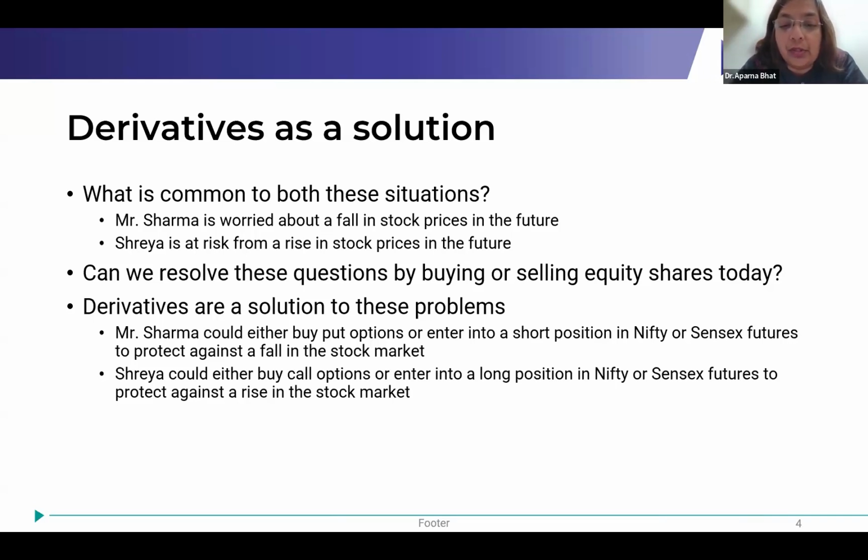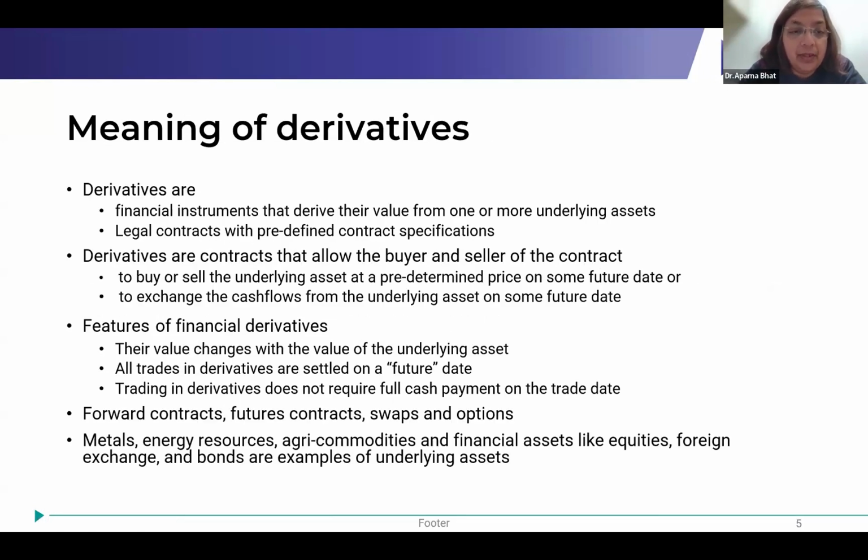Call options, put options, long position in futures, short position in futures. What are all these things? They are derivatives. So these are basically options and futures contracts. They are nothing but derivatives. So now we come to the definition of derivatives. What are these derivatives? Derivatives are financial instruments that derive their value from one or more underlying assets, and they are basically legal contracts with predefined contract specifications. Okay, so the basic difference is that a derivative is nothing but a contract.